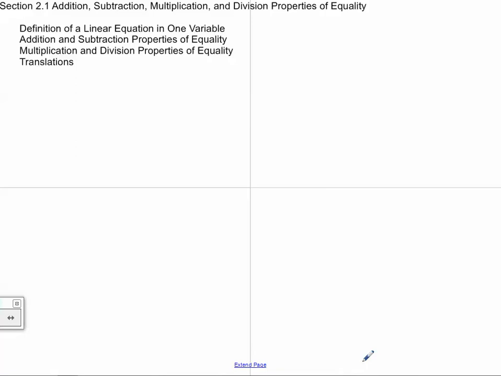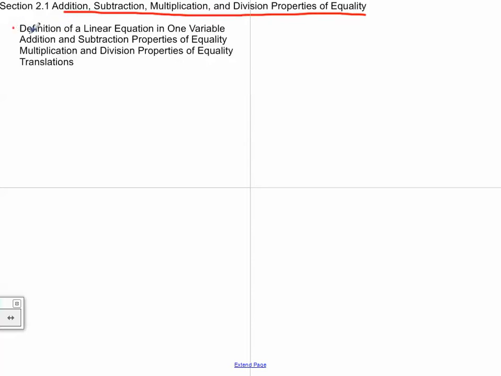This is the start of section 2.1, so we're going to talk about a couple different things. We're now starting to look at algebra as kind of solving for a variable. We're going to talk about the addition, subtraction, multiplication, and division properties of equality. In other words, we're going to start using some properties that will allow us to get to a solution of a variable in an equation.